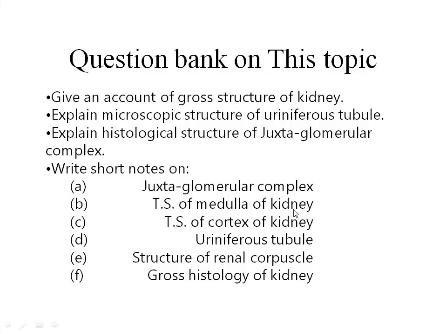Then, in the case of the medulla of the kidney, in the medullary portions you have to draw the collecting ducts, loop of Henle, and the majority of the loop of Henle, the thin and thick segments, and the collecting tubule in the medulla portion. If it is the cortex, you have to show the glomerulus, proximal convoluted tubule and distal convoluted tubule, rather than the collecting tubules, and the Henle's loop is absent in the cortex portions of a TS of kidney. Then the uriniferous tubule structure, that is the nephron. You have to describe the structure of the renal corpuscle. Only the glomerular tuft and capsule structure you have to describe in this.